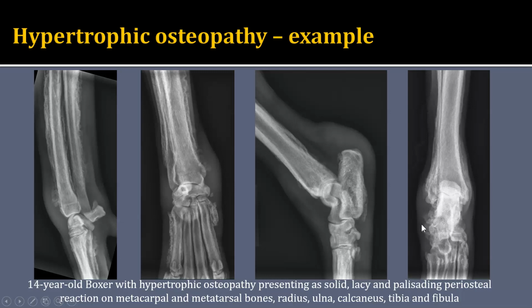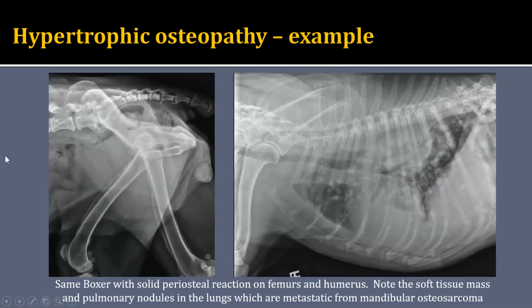In this patient, it did actually affect both the talus and the calcaneus here, and then we can see it in the fibula and the tibia. This is the same patient. In the pelvic limbs, it actually has progressed even into the femurs here.